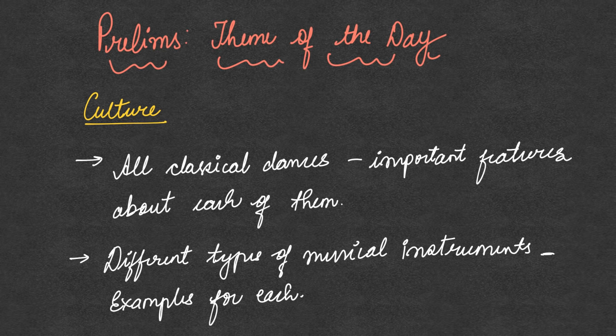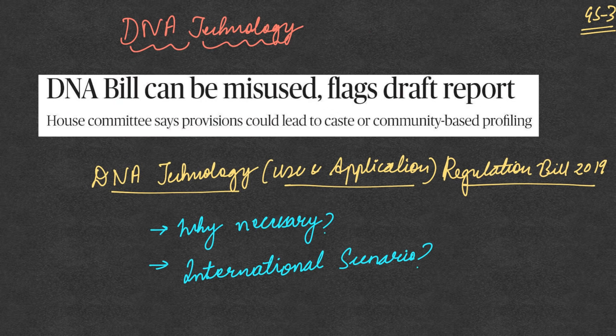Now we will start with the topic of the day, which is related to the DNA technology. Anything that is related to technology will come under your GS paper 3 syllabus. And this is actually a bill. So the issue is related to the DNA Technology Use and Application Regulation Bill of 2019. As it is a bill and its analysis, it can also come under your GS paper 2.